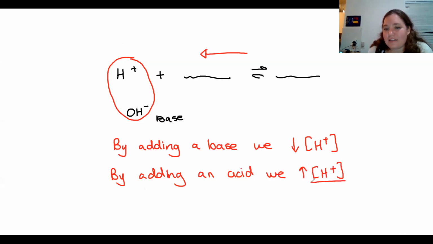Usually the adding of the acid is easy because you can see that it's a common ion, but sometimes the adding in the base and realizing that you remove the H plus in the form of water is a bit of a sneaky one that goes out.